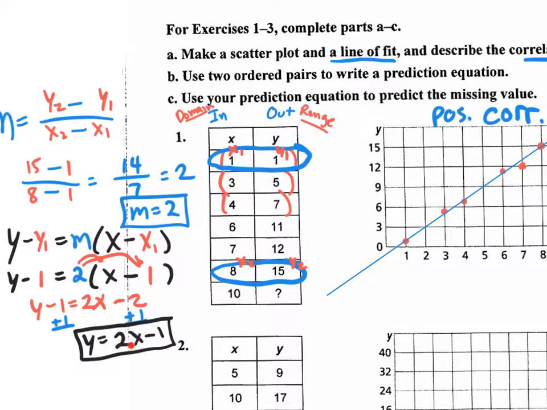What's 2 times 10? 20. And then what's 20 take away 1? 19. So the input 10 gave us the answer, the output, the y value, 19. See how it says y equals 20 take away 1 is 19. So that missing y value is 19. The output's 19. That belongs right in there.